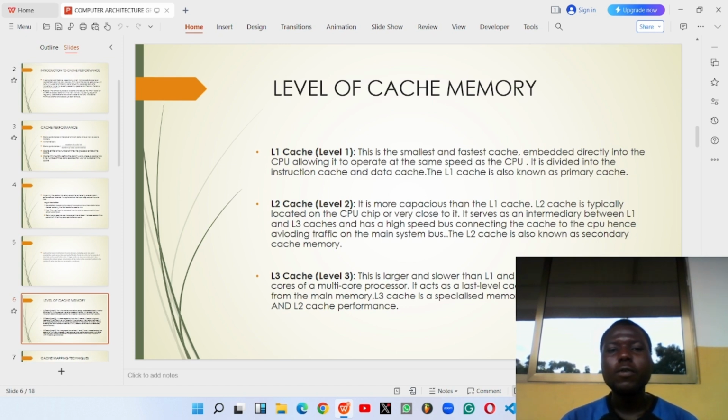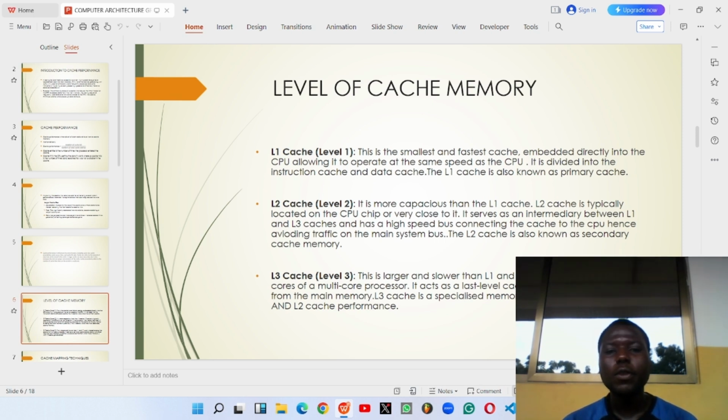We also have the level 2 cache. The level 2 cache is more capacious than the level 1 cache. The level 2 cache is typically located on the CPU chip or very close to it. It serves as an intermediate between level 1 and level 3 cache, and it has a high speed bus connecting the cache to the CPU, hence avoiding traffic on the main system bus. The level 2 cache is also known as the secondary memory.